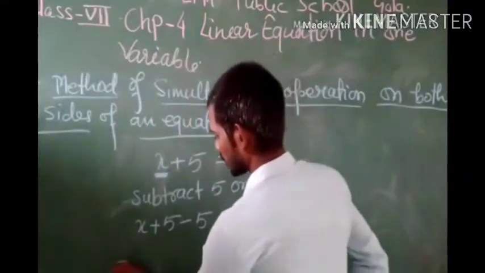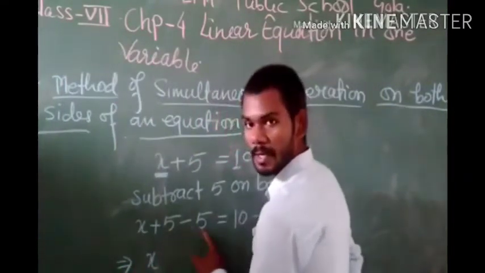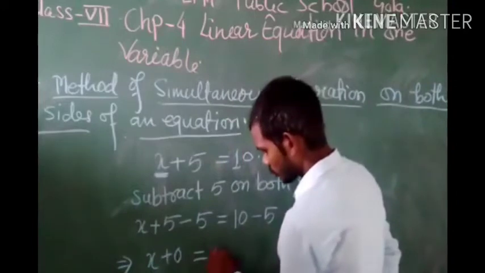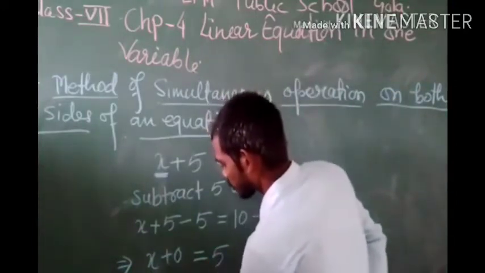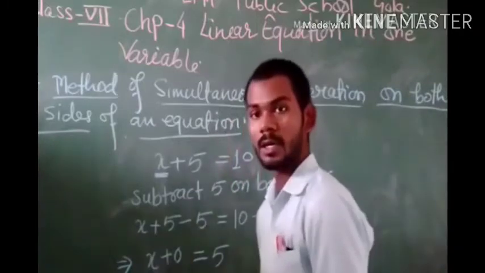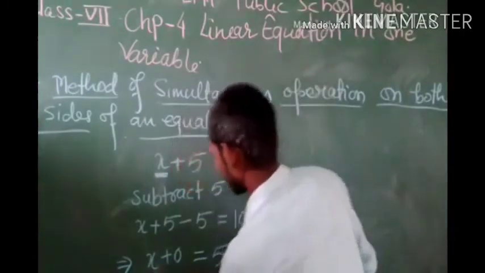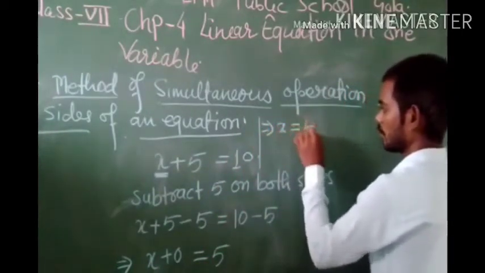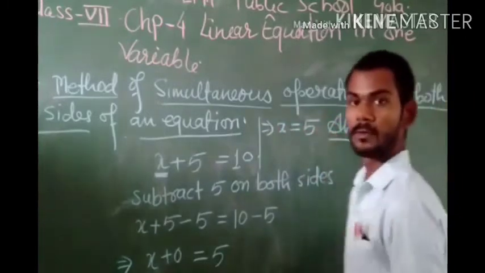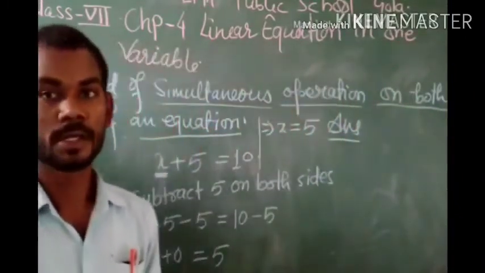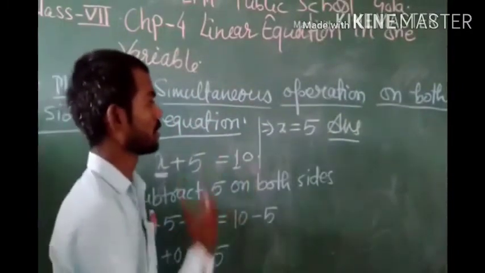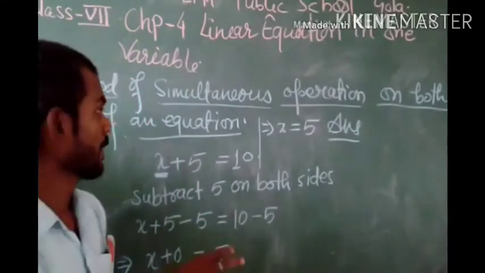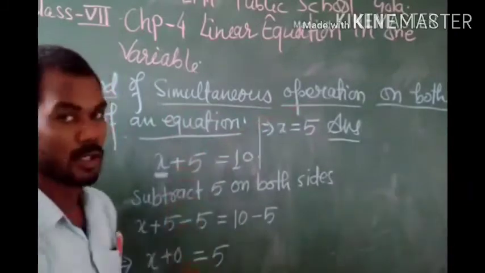Now this implies x plus 5 minus 5, that is 0, is equal to 10 minus 5, which is equal to 5. We have x is equal to 5, which is the required value of the given equation, or the required solution of the given equation. We have done this problem by the method of simultaneous operation on both sides.